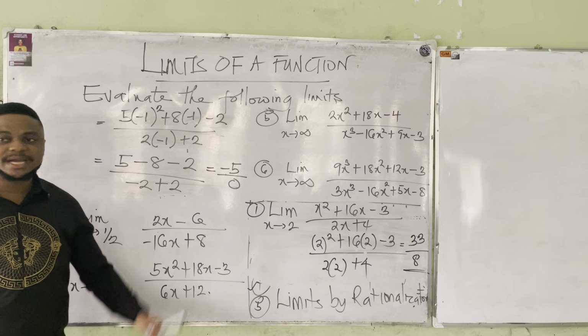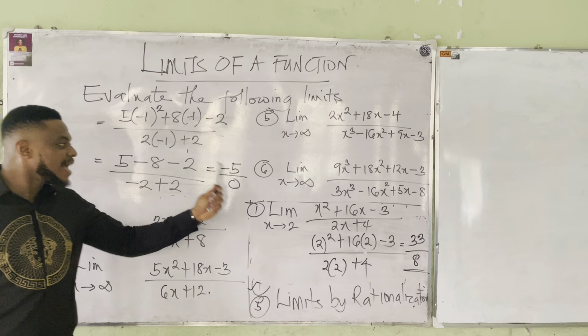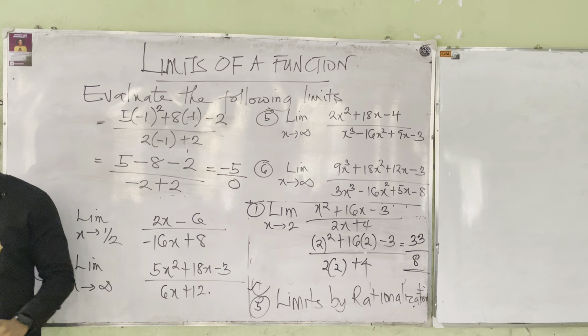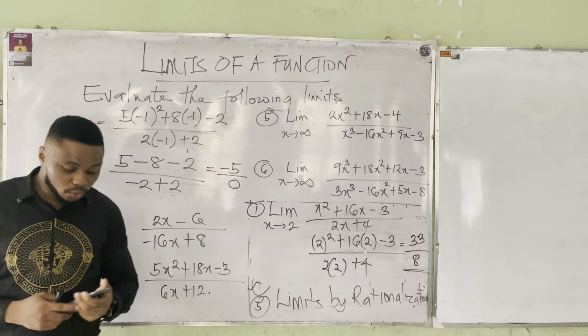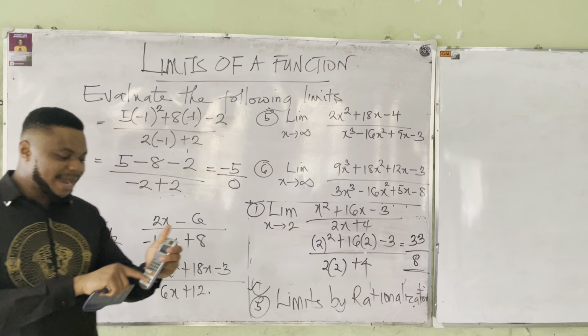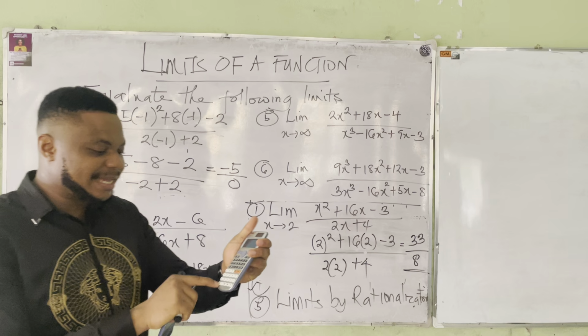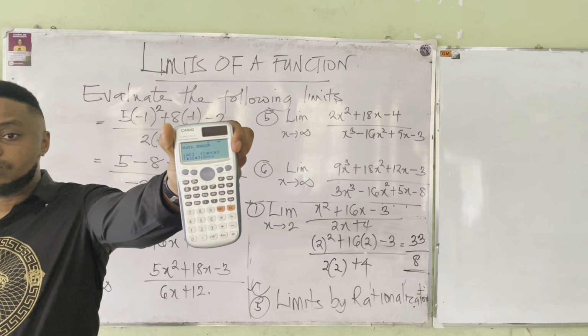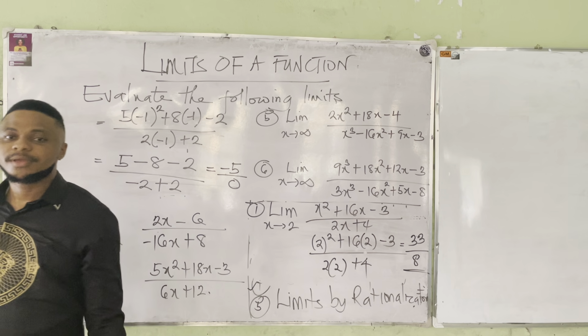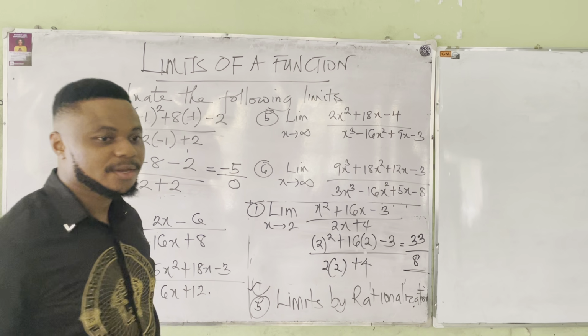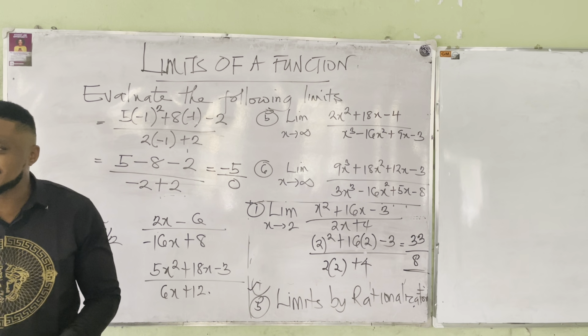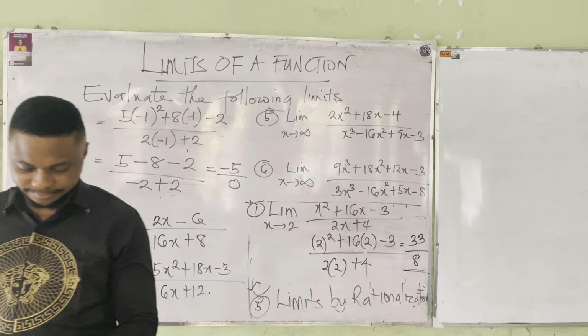Now this is not your final answer. If you put this minus 5 by 0 in your calculator, it will give you math error. Minus 5 divided by 0, math error. 0 over 0, math error. So calculators will show you syntax error.